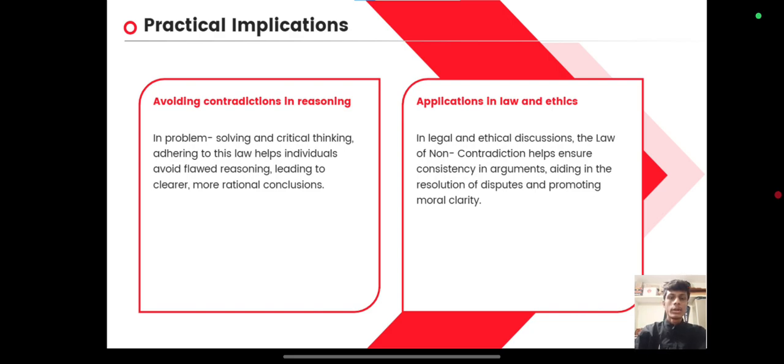Practical implementation. Avoiding contradiction in reasoning. In problem solving and critical thinking, adhering to this law helps individuals avoid flawed reasoning, leading to clearer, more rational conclusions. Application in law and ethics. In legal and ethical discussions, the law of non-contradiction helps ensure consistency in arguments, aiding in the resolution of disputes and promoting moral clarity.